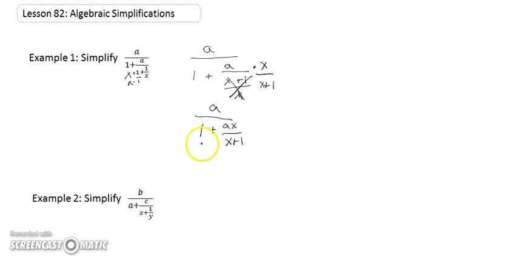Okay, now I want to make this denominator one fraction. So my common denominator is x plus 1. So that's a 1 over 1. And I would multiply top and bottom by x plus 1. Okay, so this will be a over the 1 times x plus 1 is just x plus 1. That'll be added to the ax, and they're both the same denominator, so I can write them as one fraction.